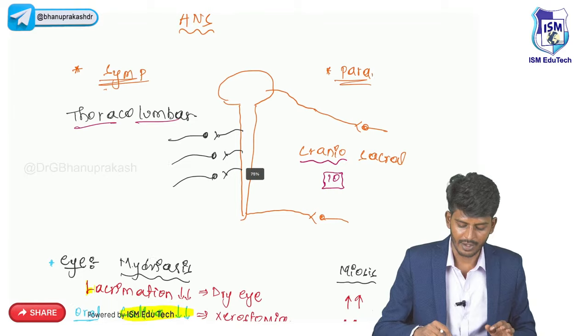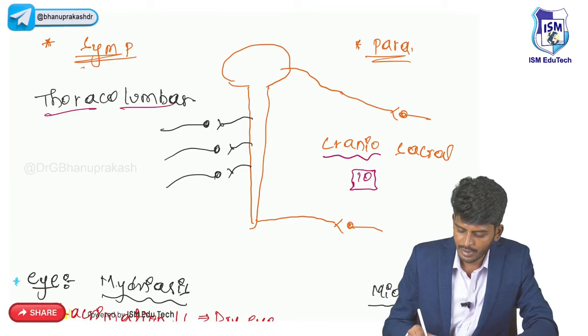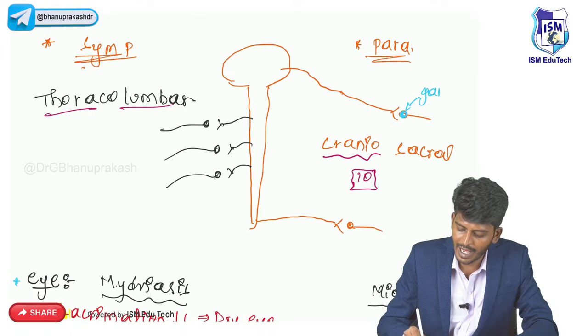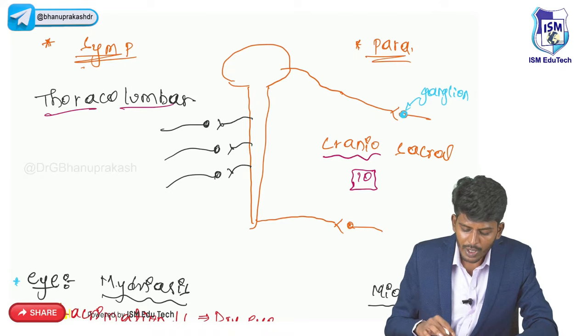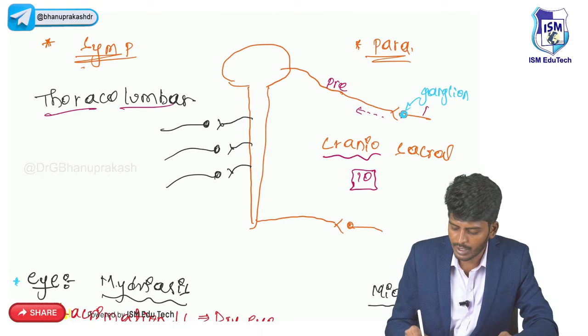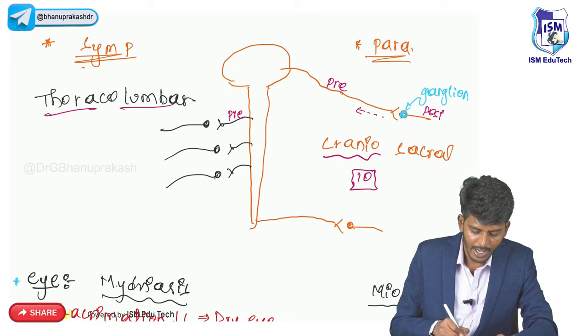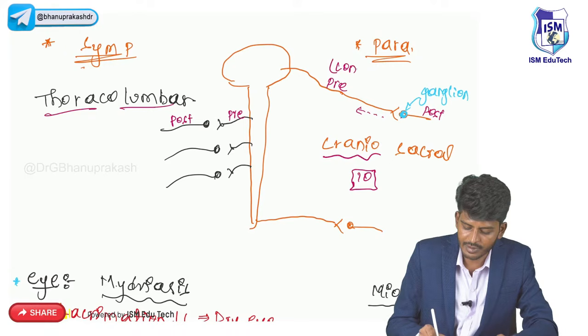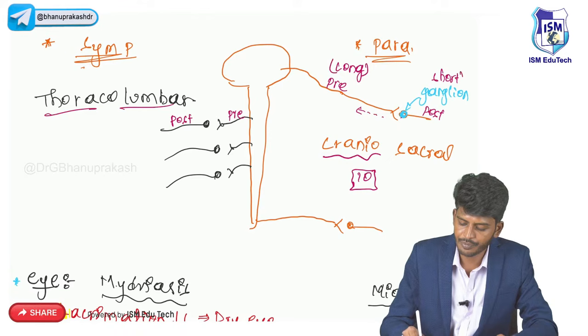Guys, if you notice here, I started one nerve, the nerve ended here, and here I have a ganglion. This ganglion I am going to call autonomic. Whatever nerve fiber is present before the ganglion, we call a preganglionic fiber. Any nerve fiber after the ganglion, we call a postganglionic fiber. So here also again preganglionic fiber and again postganglionic fiber. Remember this much: in the parasympathetic nervous system, preganglionic fibers are long and postganglionic fibers are short. This is a very important thing.